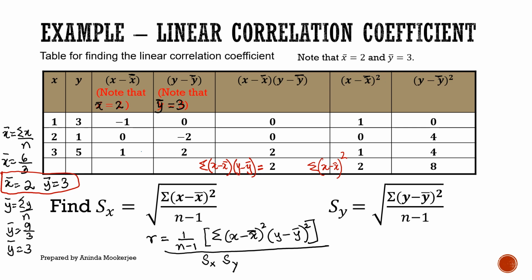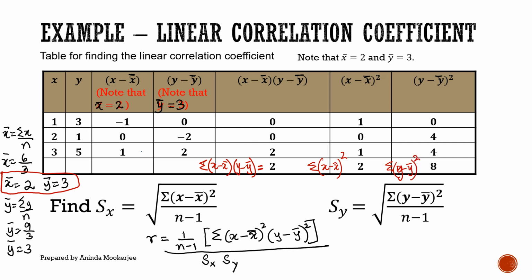And likewise, in the last column, we have squared all our y minus y bar values in the fourth column. So 0 squared is 0, negative 2 whole squared is 4, and 2 squared is 4. Sum them up and we get our sigma of y minus y bar squared.